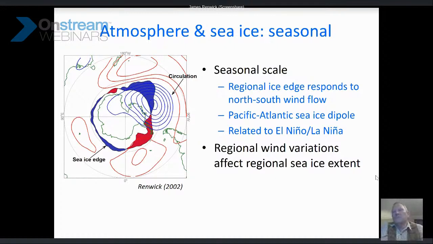And this is when you've got this pattern with a deeper low, that's the blue contours over the southeast Pacific. So again, we've got flow from the south in the regions where the ice is extending, and flow from the north in the regions where the ice is decreasing. And this analysis actually took account of all the year-to-year variability, and it's very clear that El Nino events are a big player in this.